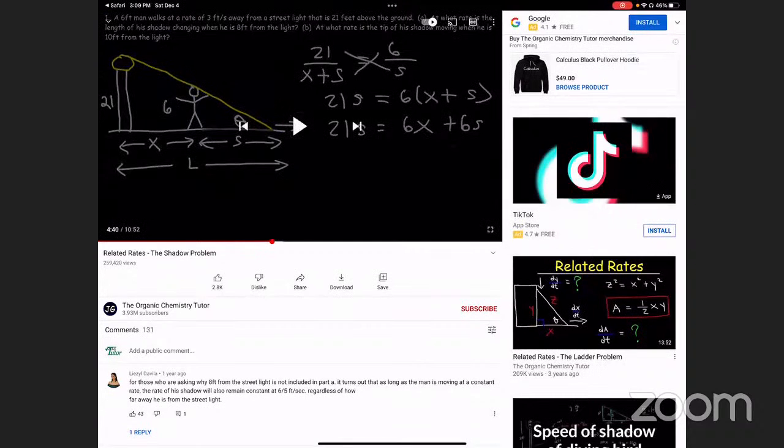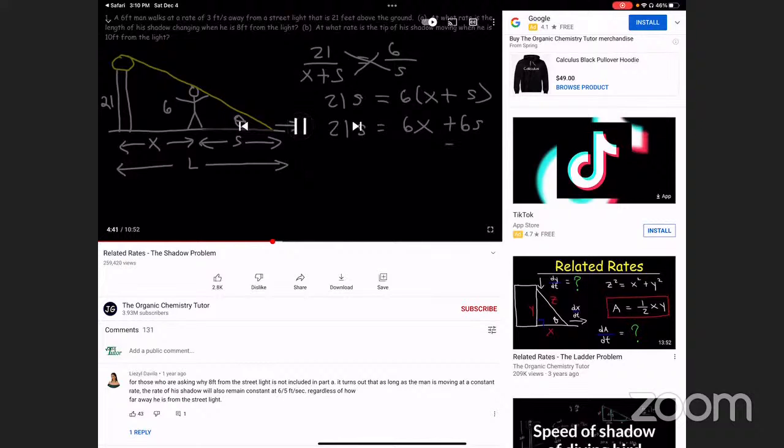Okay, so what did he do? He's splitting them up. The total length, which I called X, he's calling just the length between the man and the light pole X. So that's what I was thinking: X, so it would be X plus the shadow, calling it S. That's what he's doing.